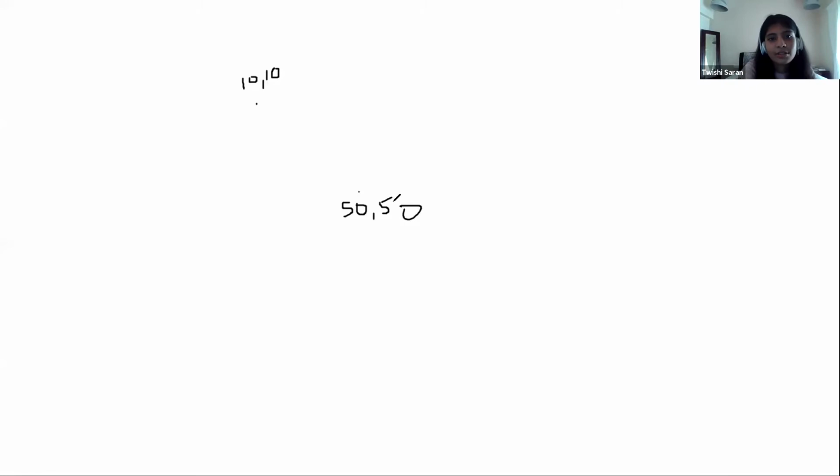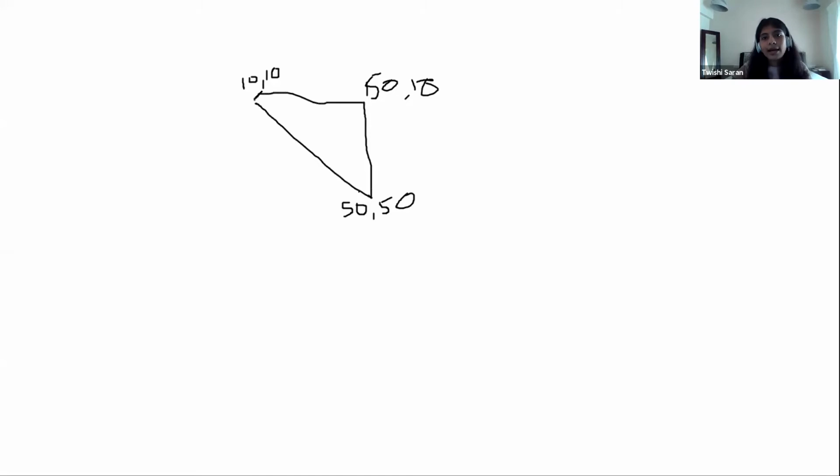Okay, and suppose our next vertex is 50, 10. So what we do is basically we say move to here, then we do a line to here, then we specify line to 50, 10 and a line to 10, 10. And that's how we draw triangles or bounded figures. So let's see that as well.